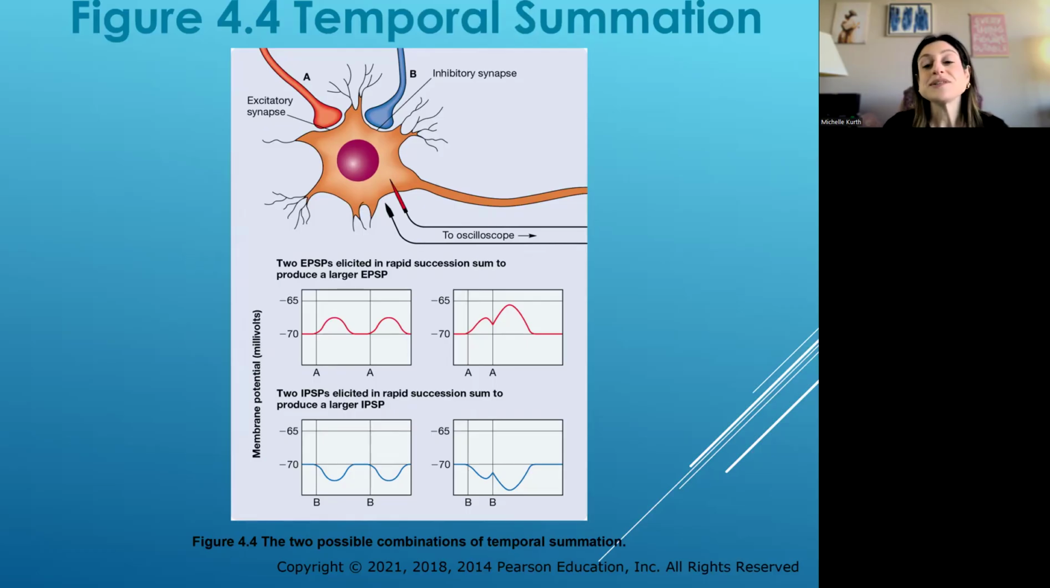So with temporal summation, the neuron isn't necessarily combining signals from different locations. It's just combining signals across time. So just like spatial summation, the combined effect can push the neuron either closer to firing, hold it back, or even completely stop it.